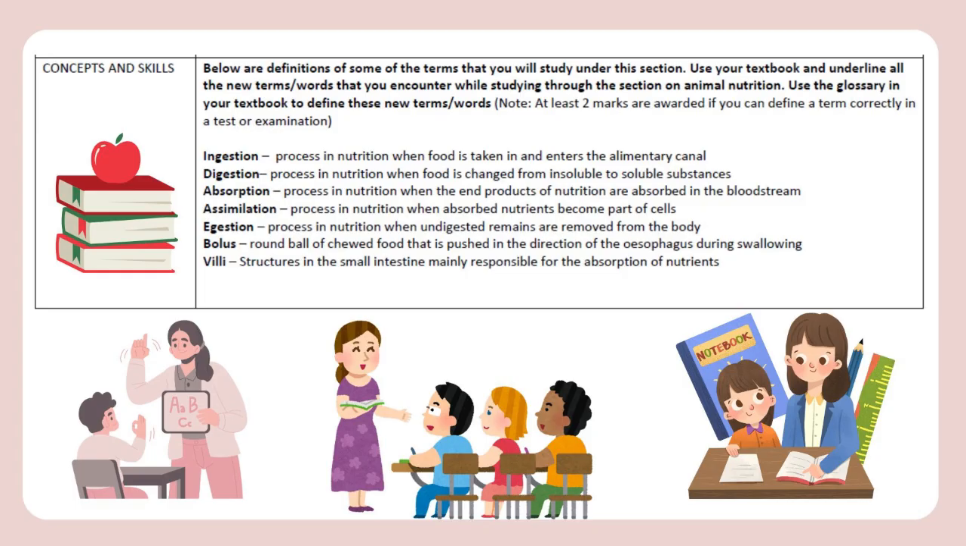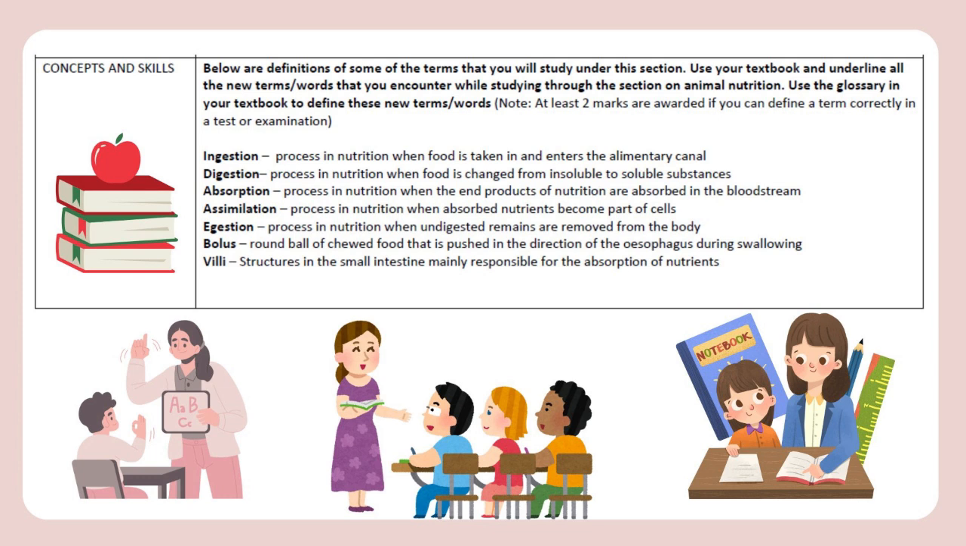Concepts and skills. Below are definitions of some of the terms that you will study under this section. Use your textbook and underline all the new terms/words that you encounter while studying through the section on animal nutrition. Use the glossary in your textbook to define these new terms/words. Note: at least 2 marks are awarded if you can define a term correctly in a test or examination.